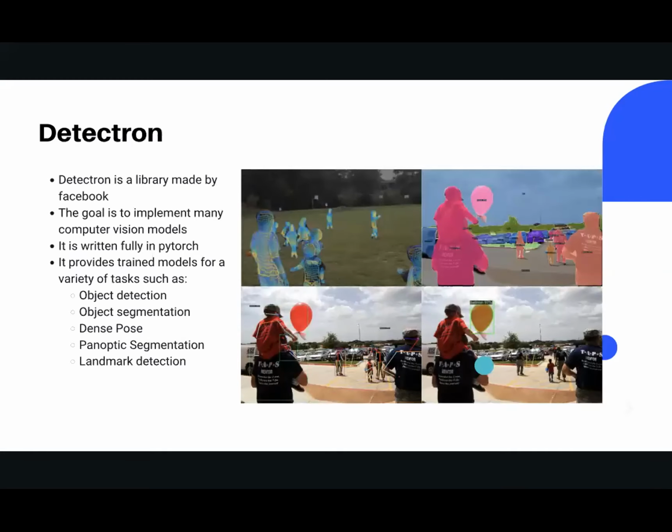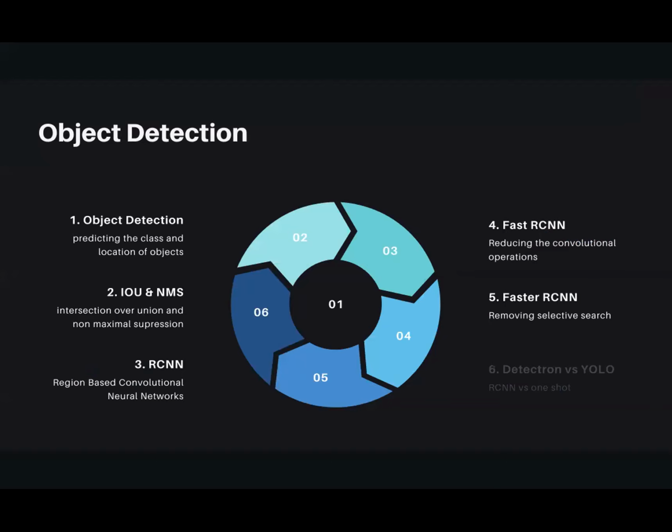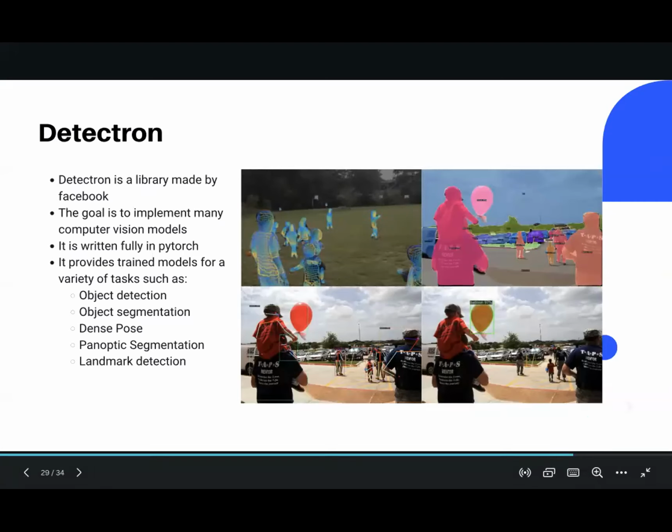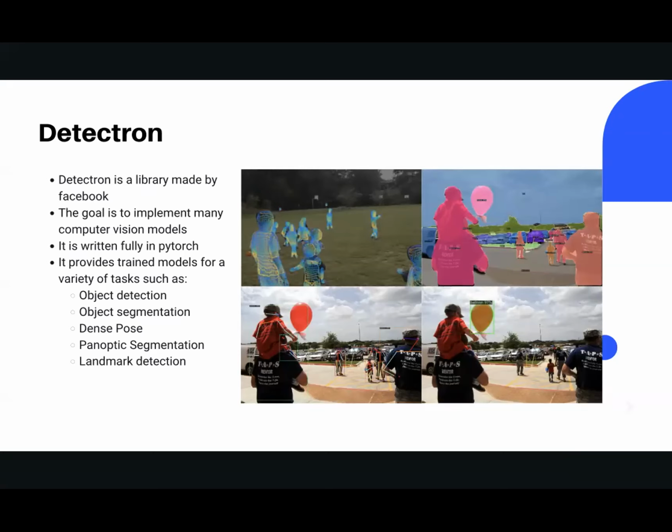So now let's go to the part of the lecture that we want to see. As we said, we spoke about object detection in general. We spoke about intersection over union. We spoke about non-maximum suppression, RCNN, fast RCNN and faster RCNN. So probably during the lab, you have already worked with Detectron. Detectron is a library from Facebook that allows us to have access to multiple implementations of computer vision models. So in this library, you will find fast RCNN, faster RCNN.